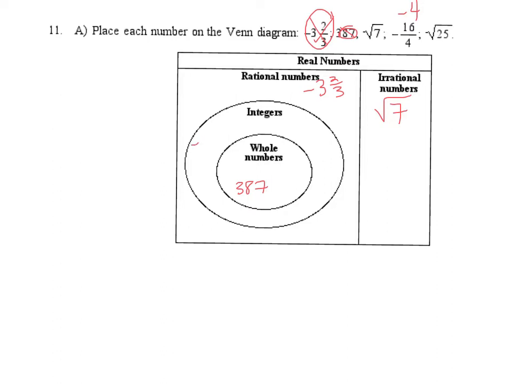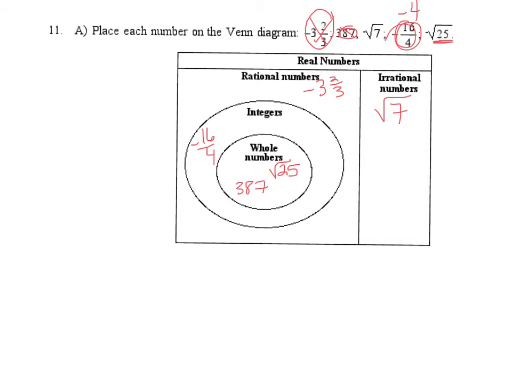When I write it in here, though, I'm going to write it as negative 16/4 because that's what the problem had. And then my last one is square root of 25. A lot of you automatically see that square root and you're like, oh, it's irrational. But that's not true, because when you actually solve the square root of 25, it is the whole number 5. So it goes under whole numbers as the square root of 25.